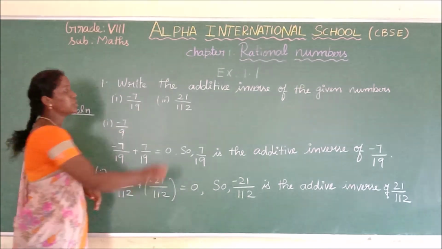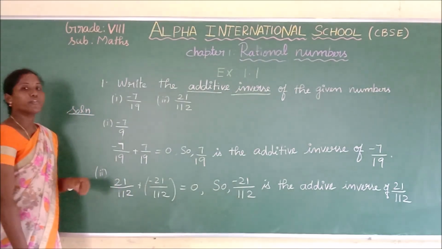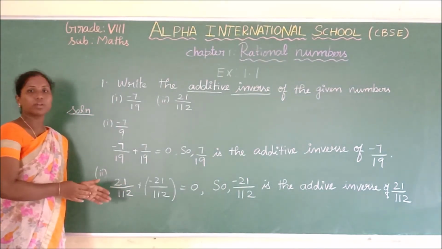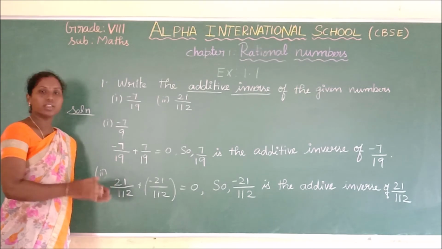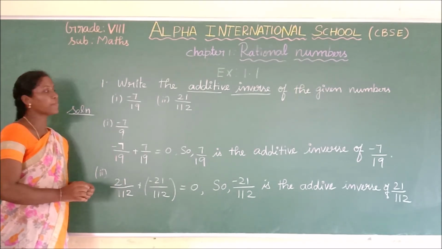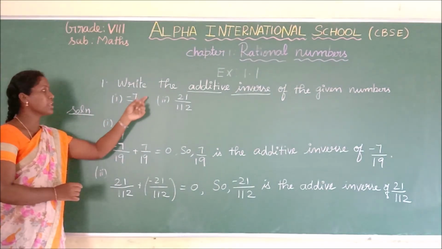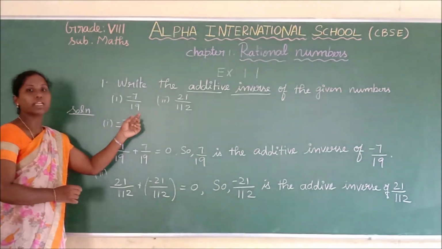What is meant by additive inverse? We saw the concept now. If you add a number to the given number and the result comes 0, the number which is added to the given number is called the additive inverse. Here the first problem, minus 7 by 90. We are going to find the additive inverse for minus 7 by 90.